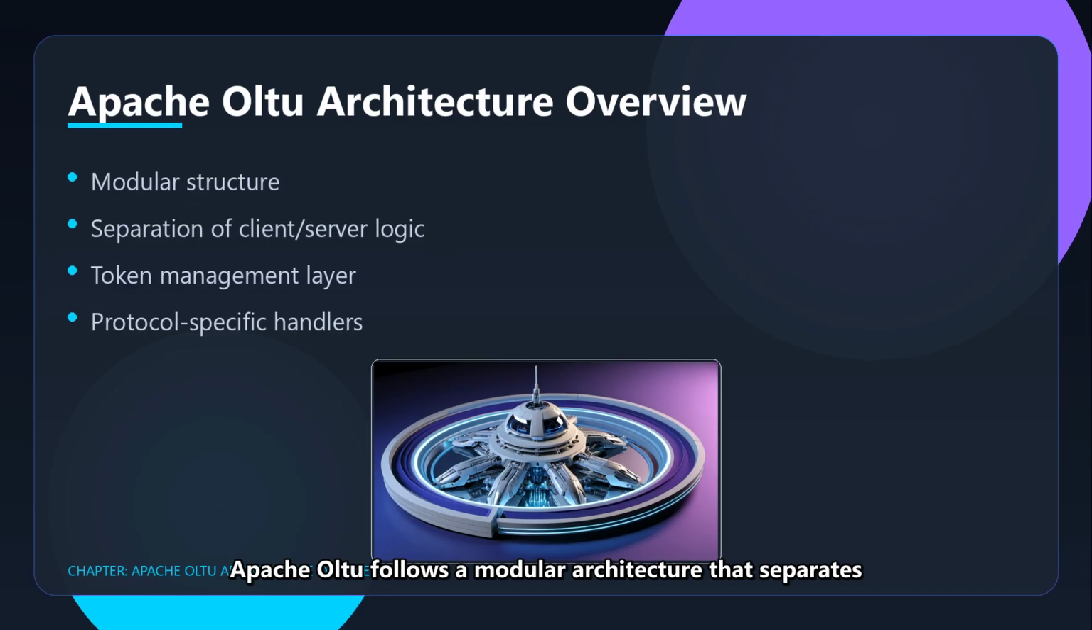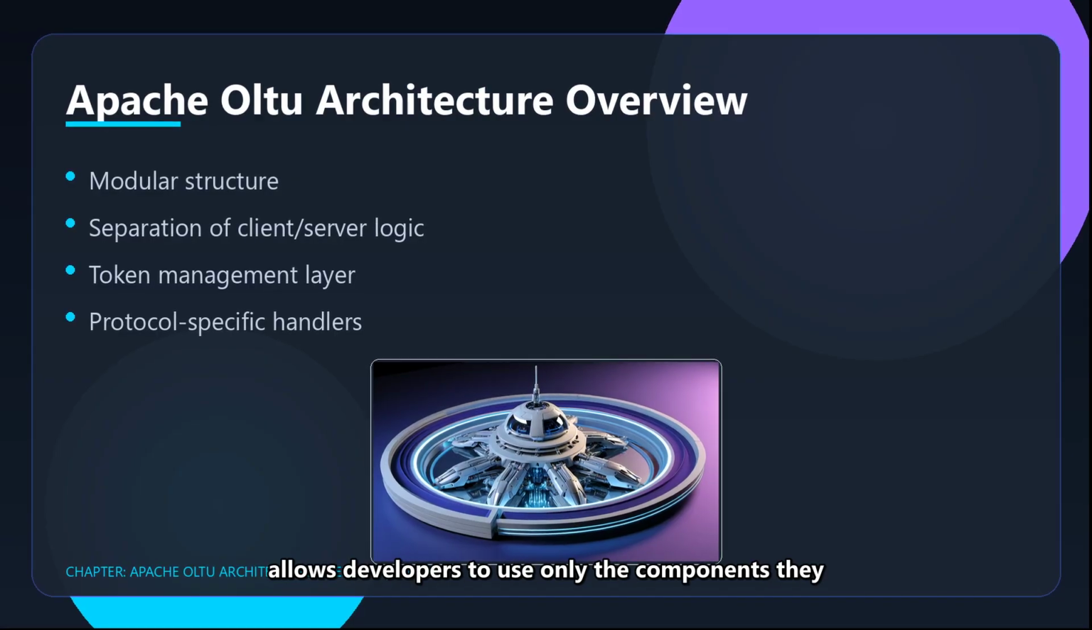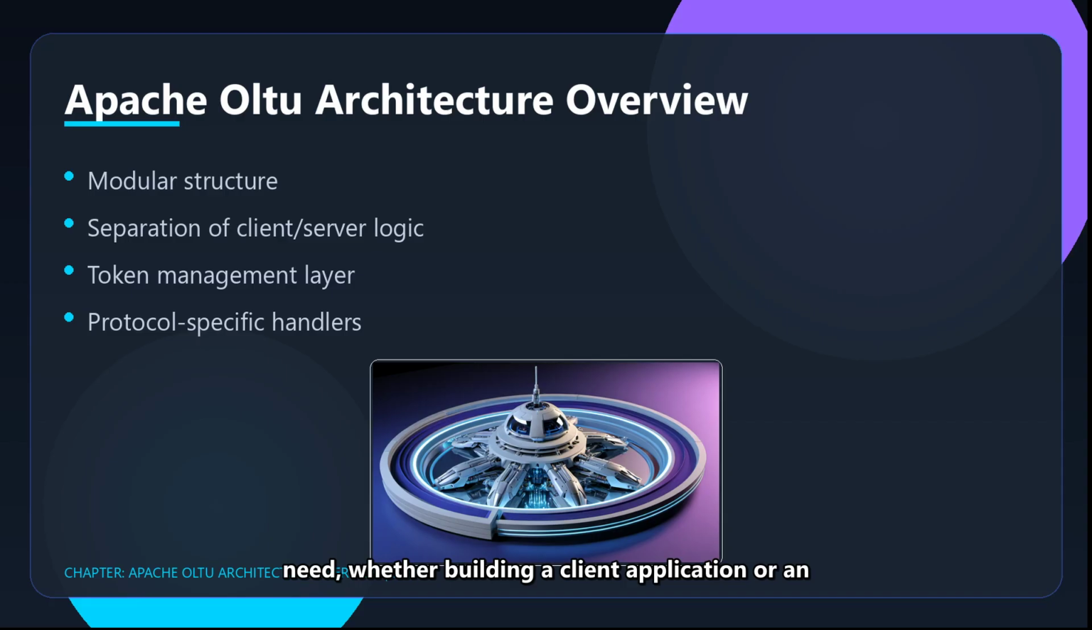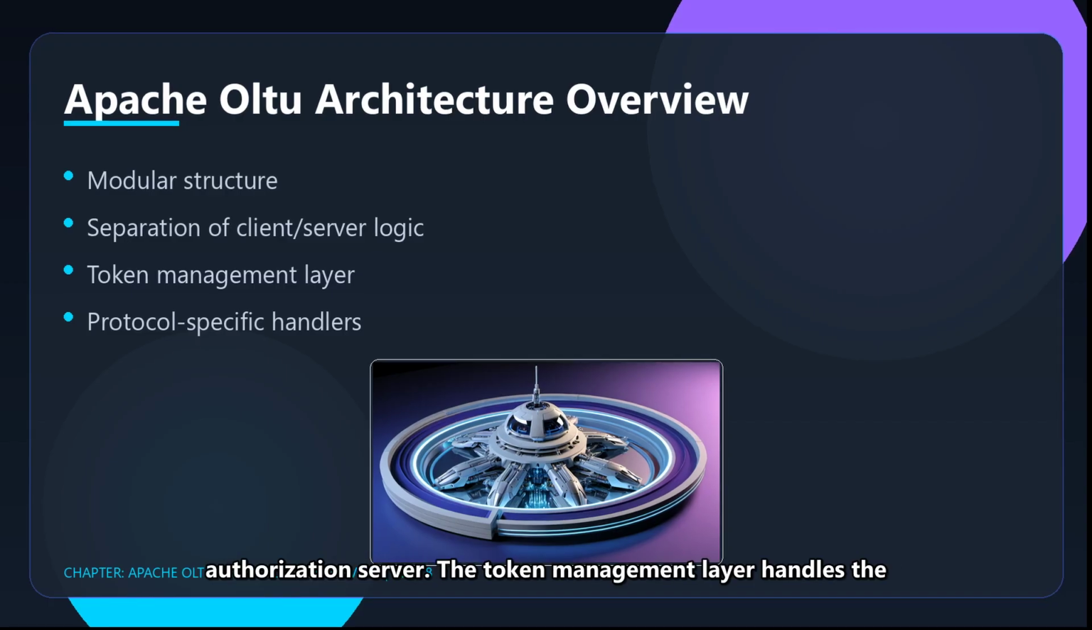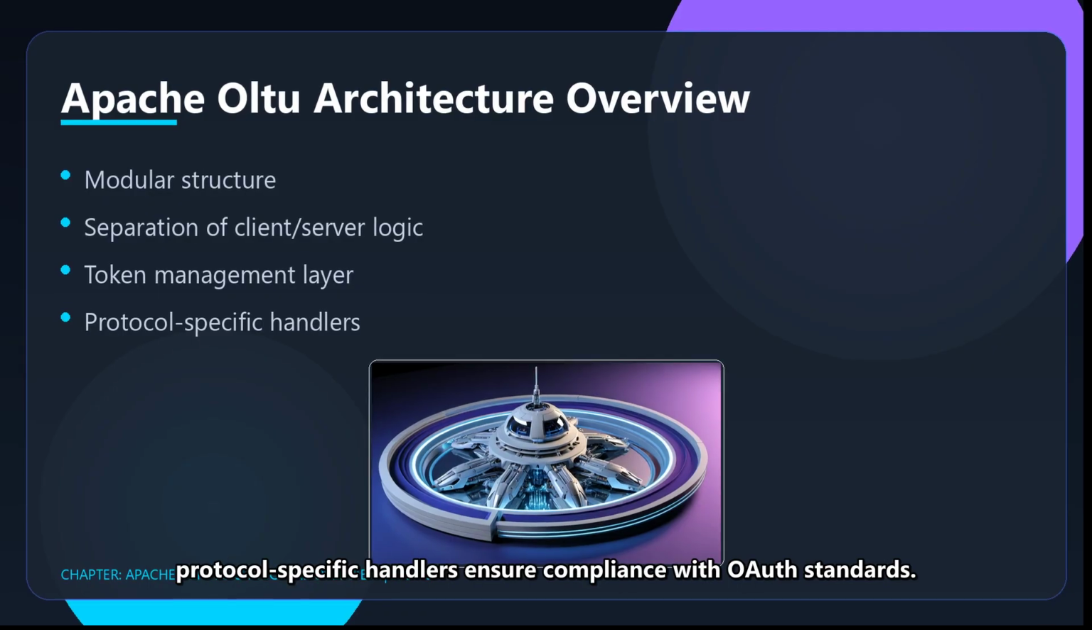Apache Oltu follows a modular architecture that separates concerns between client and server implementations. This design allows developers to use only the components they need, whether building a client application or an authorization server. The token management layer handles the creation, storage, and validation of access tokens, while protocol-specific handlers ensure compliance with OAuth standards.